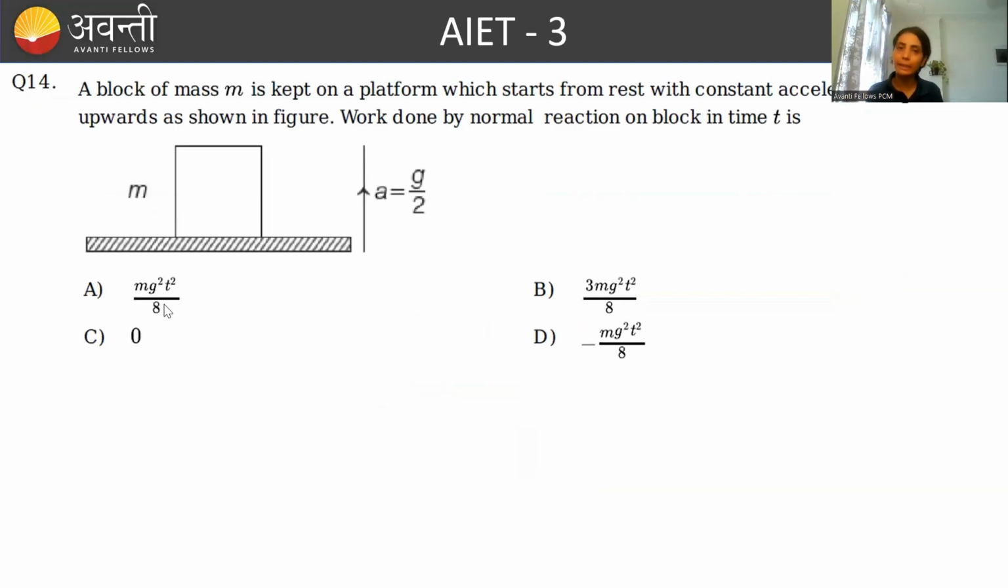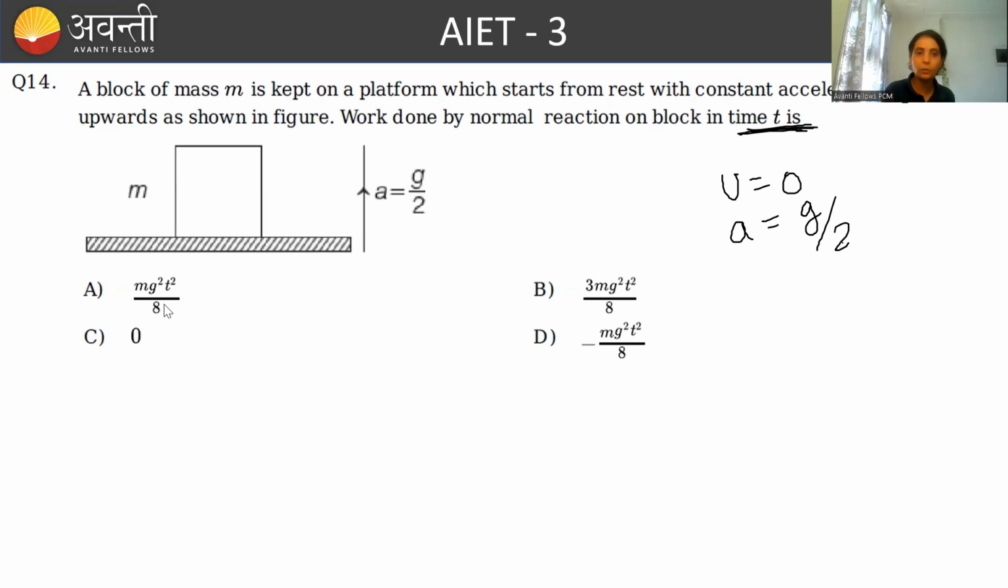So what is our next question? There is a block of mass m kept on a platform which starts from rest, that is, its initial velocity is 0, and it is moving up with acceleration g by 2. Okay? Find the work done by normal reaction on the block in time t. So what is work done? Force into displacement. First we need to check the value of the normal force, and second we need to see how much distance it will cover in time t. So first, let's calculate the normal force.